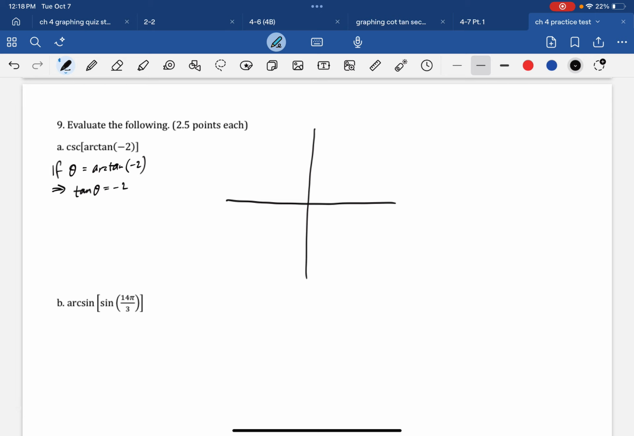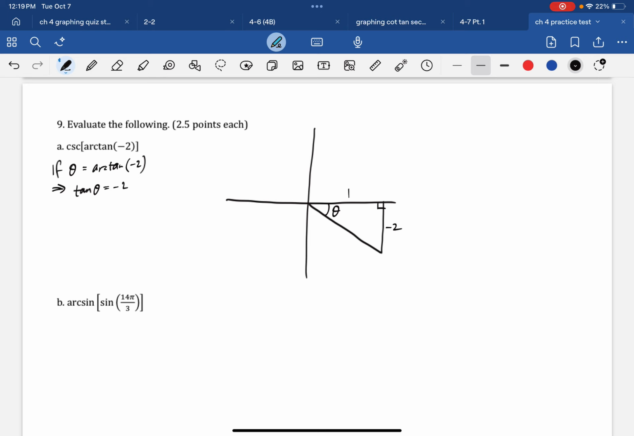So, arctangent has a range of quadrants 1 and 4, so that means if tangent theta equals negative 2, it's probably going to be in quadrant 4. So if this is theta, then tangent theta is negative 2, so tangent is opposite over adjacent, so this side would be negative 2 and this side would be positive 1.